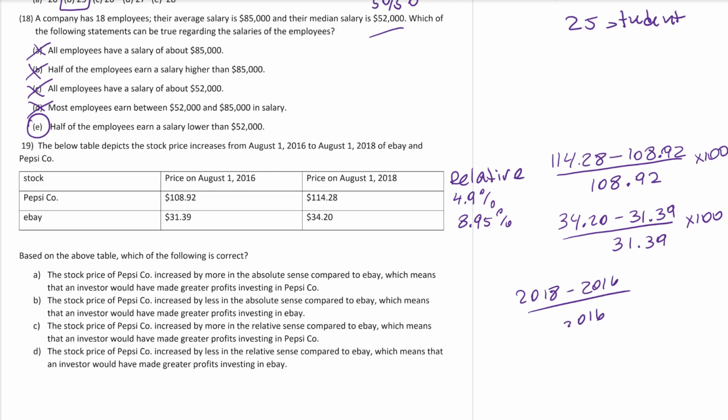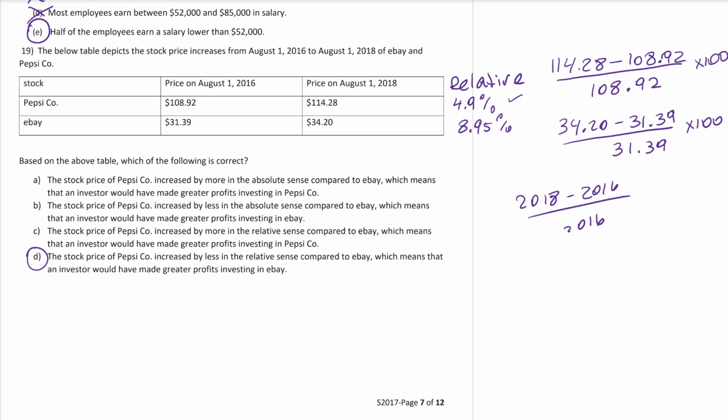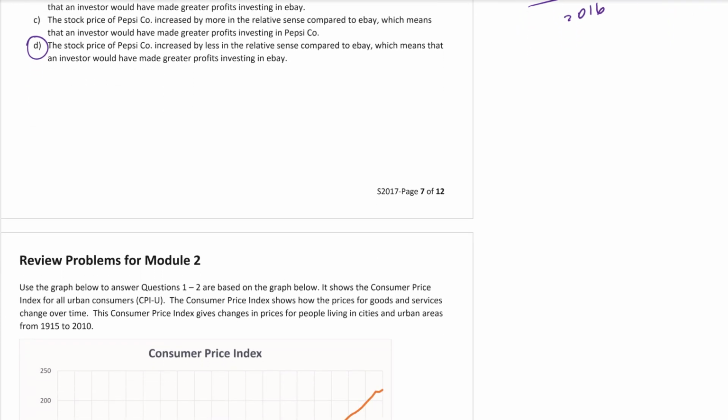All right, so which one did better? The eBay did better. So looking at the choices, let's look at the last choice. The stock price of Pepsi increased by less in a relative sense compared to eBay, which means that an investor would have made greater profit investing in eBay. That's the choice, all right? Because eBay had a higher percentage increase, you're going to make more money investing in eBay in that period of time, even though, look at the numbers, eBay has lower stock prices. So it's not about the actual price, it's about the percent change. We did this in the lesson.